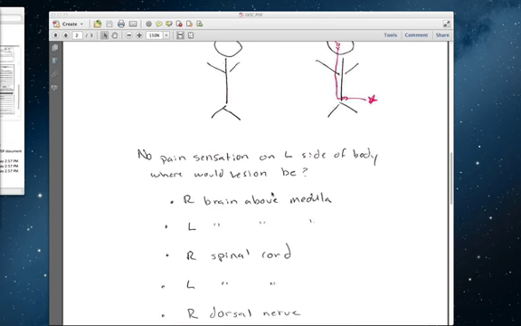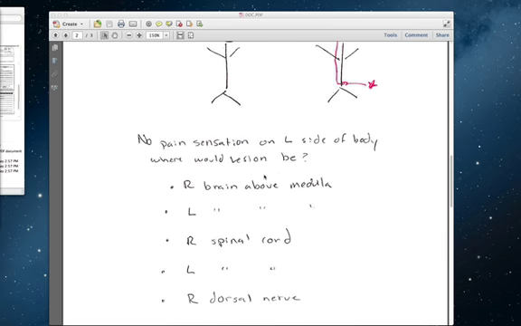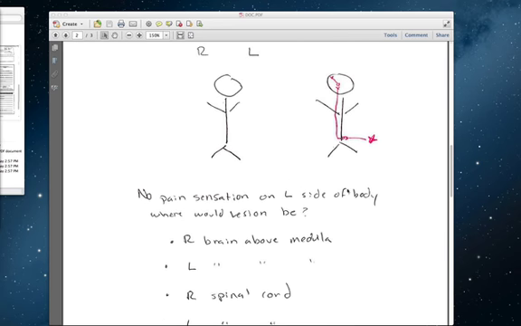This could have said, instead of saying no pain sensation on the left side of the body, where would the lesion be? And then I could say contralateral brain above the amygdala, or ipsilateral brain above the medulla. And what they're getting at here is that they're basically trying to say that it's contralateral or ipsilateral to where you see your symptom. So is the lesion itself contralateral or ipsilateral?